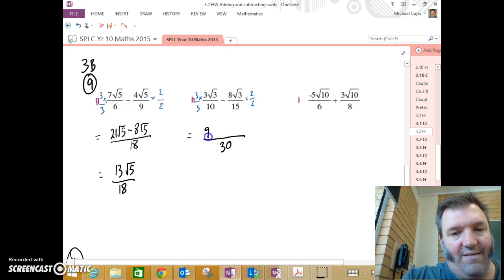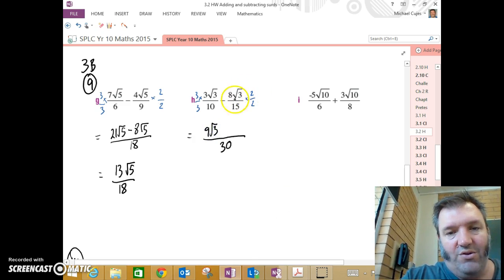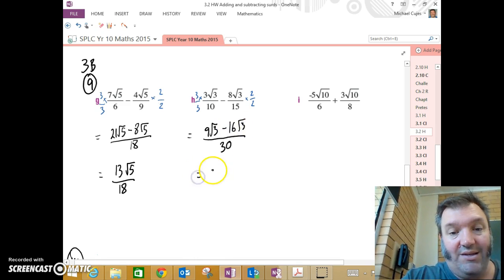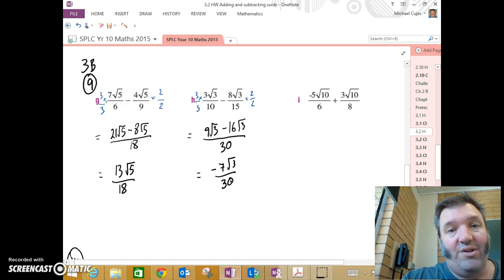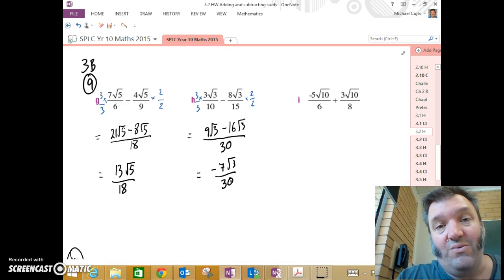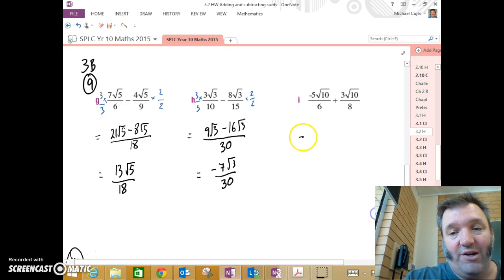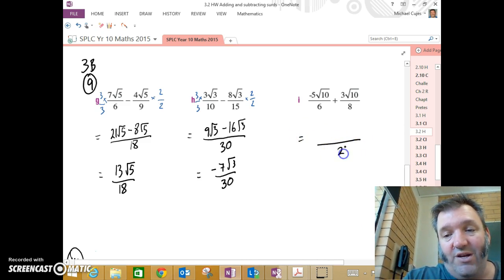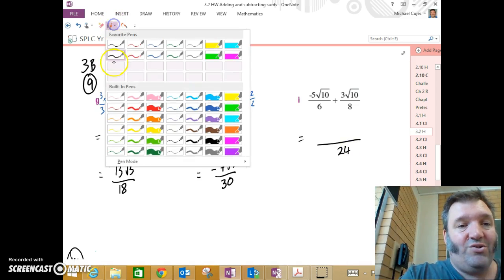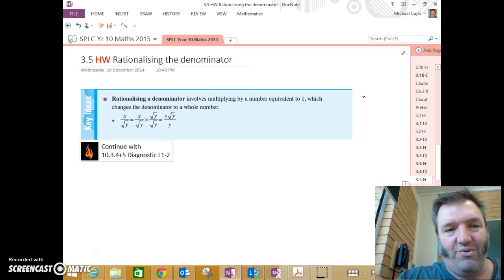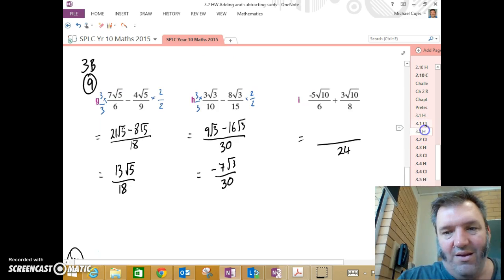3 by 3, 9 root 3. 2 by 8 is 16, minus 16 root 3. 9 take 16, negative 7 root 3 over 30. Again, pretty straightforward. Let's have a look at the last one. 6 and 8 both go into, I heard you say it, 24. Very good. 24 is going to be my common denominator. Let's make sure we get our working right by showing what we're going to do, and not bumping the wrong tab with your finger when you're writing.